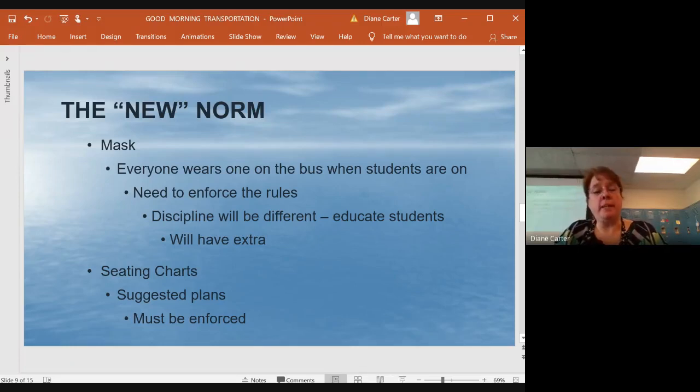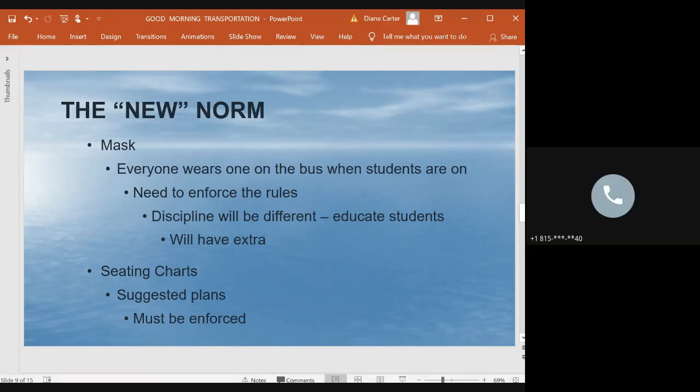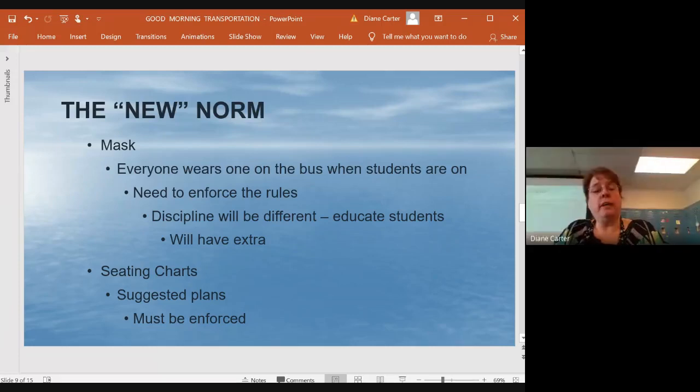If they are not being kept on, discipline's going to be a little bit different for that. We're going to educate the kids first. If you've got children that are taking their mask off, they're going to need to be talked to about why they have to. They've heard it enough on TV.